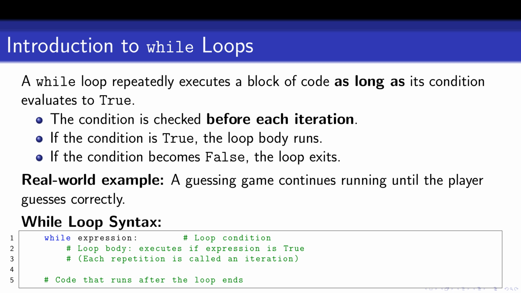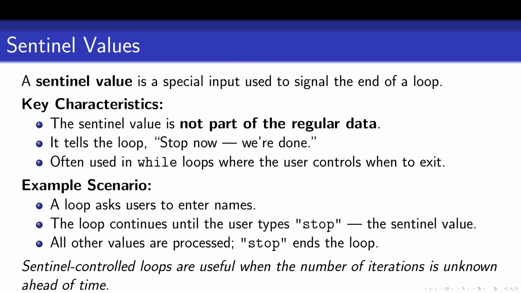Understanding how to control the loop condition is critical for ensuring that loops not only do the right work, but also terminate correctly. A sentinel value is a special input used to signal the end of a loop. It's not part of the normal dataset, but serves as a clear indicator that it's time to stop iterating. Sentinel-controlled loops are commonly used with while loops, especially in programs that read user input or external data where the number of inputs isn't known ahead of time.